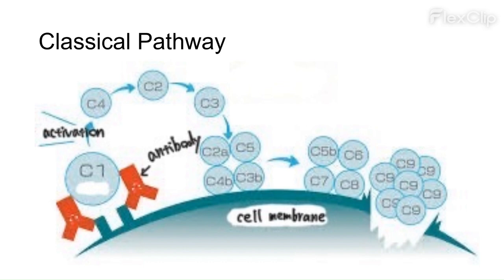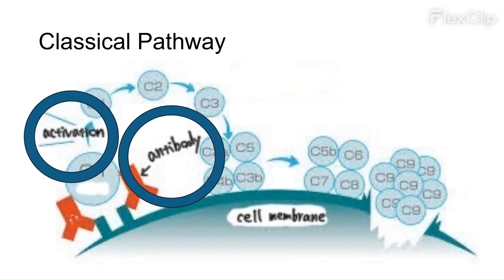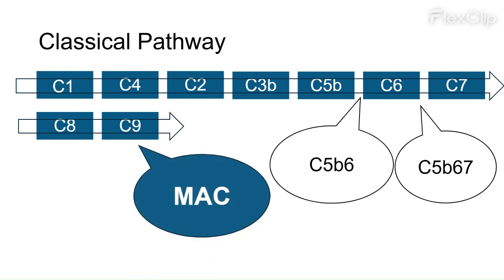In the classical pathway, it begins with activation of C1 by the immune complexes of bound antigen and antibody. Next, C4 is activated, followed by C2, C3b, C5b, C6, C7, C8, and C9. C6 binds the activated C5b to form C5b6. Similarly, C7 binds the C5b6 to form C5b67, and finally C5b6789.